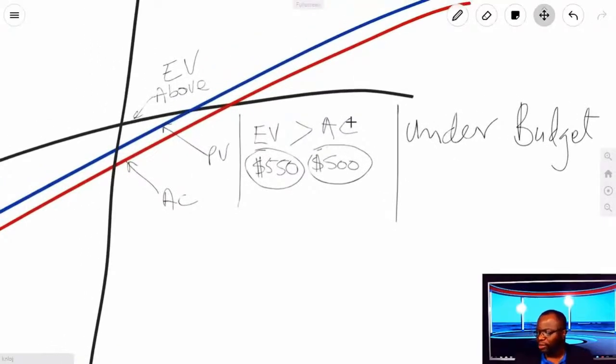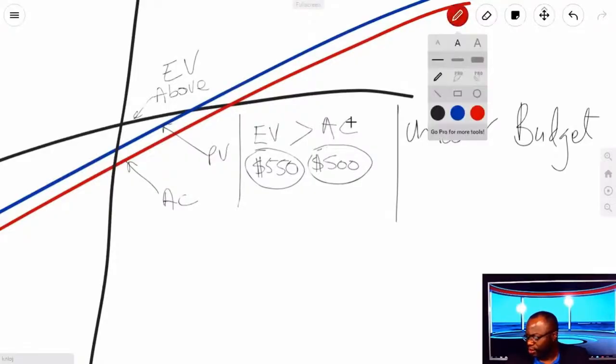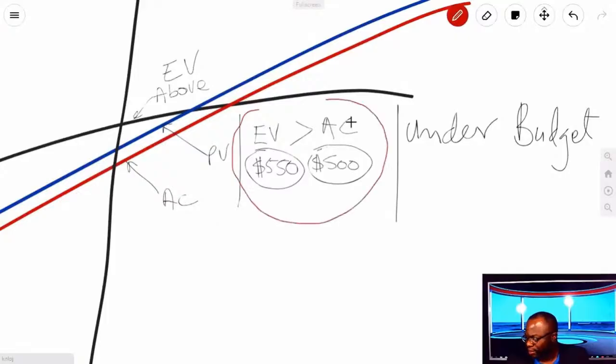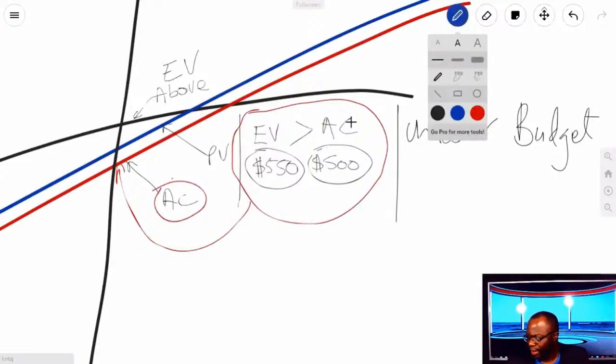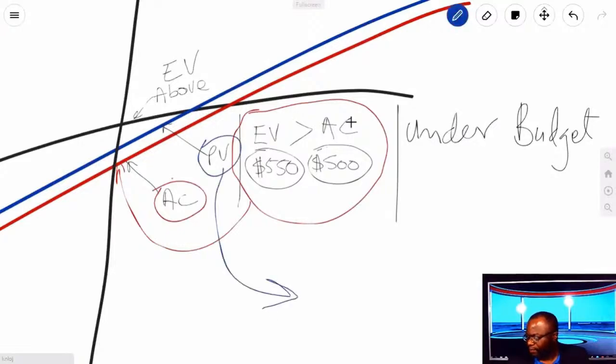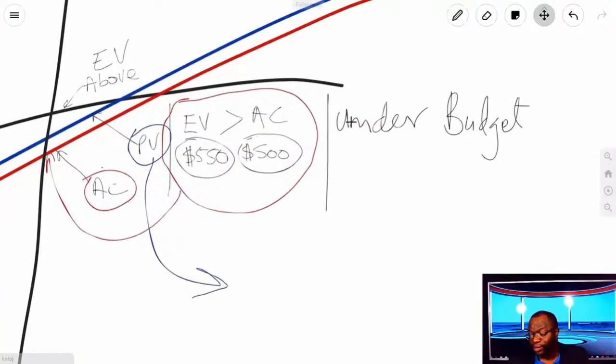All right? The next line, the red line, which is actual cost, or the blue line, I beg your pardon, which is PV. Let's talk about the blue line. Let me color code this for you just to make sure we're in the zone. We were talking about the red line, because actual cost is the red line. Now we're going to talk about the blue line in particular. The blue line is also under the EV line. So we could say EV is greater than PV.